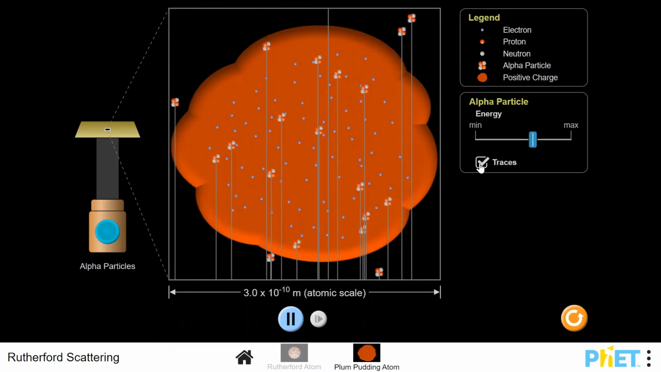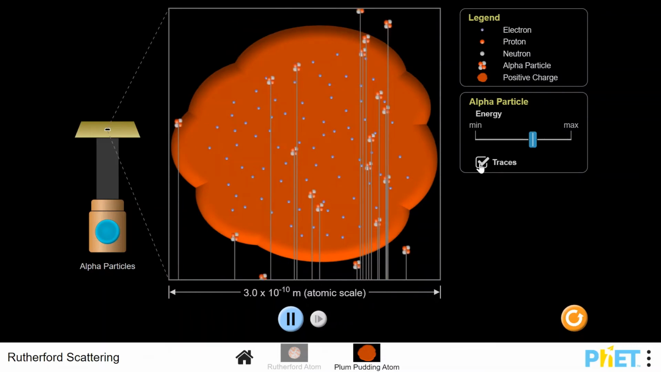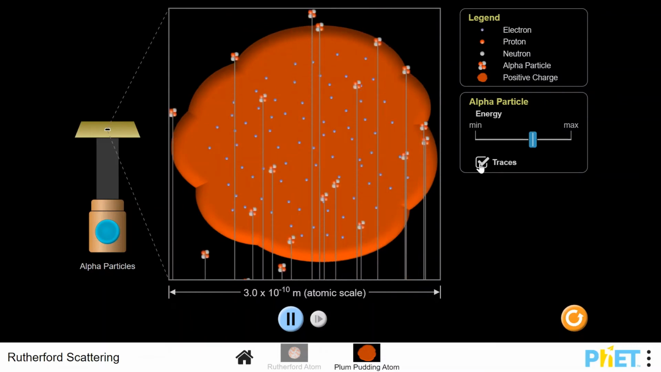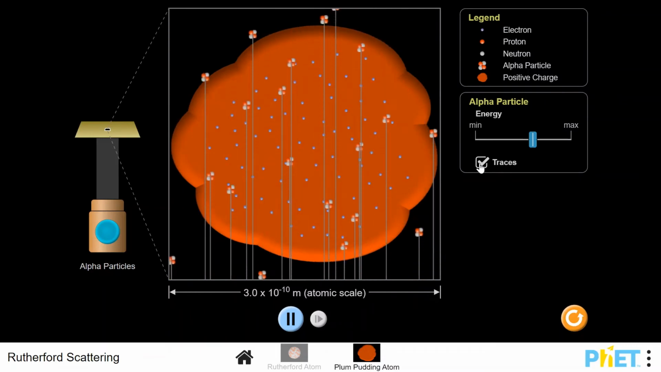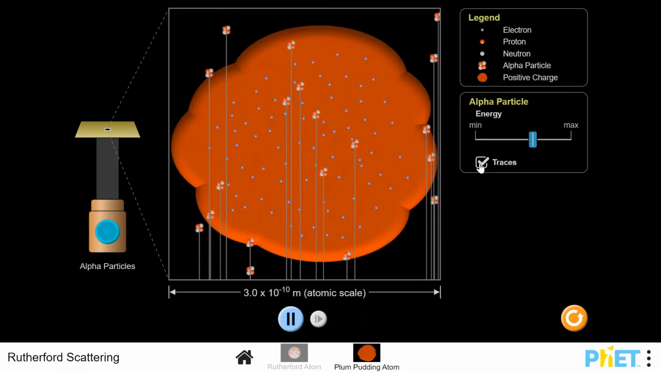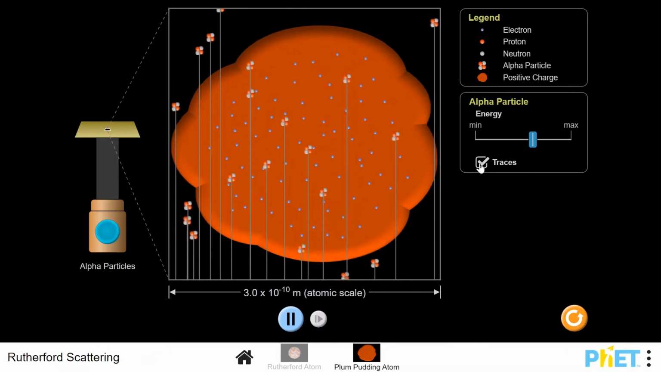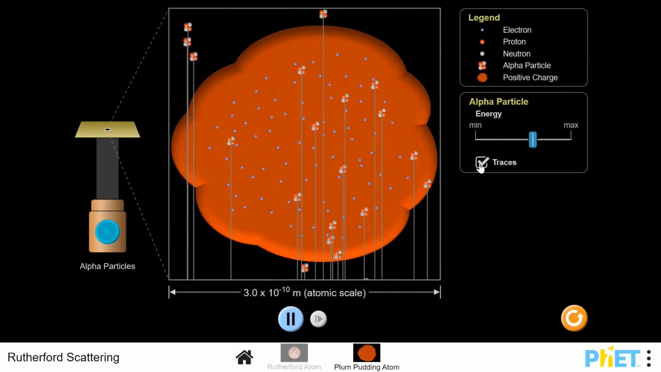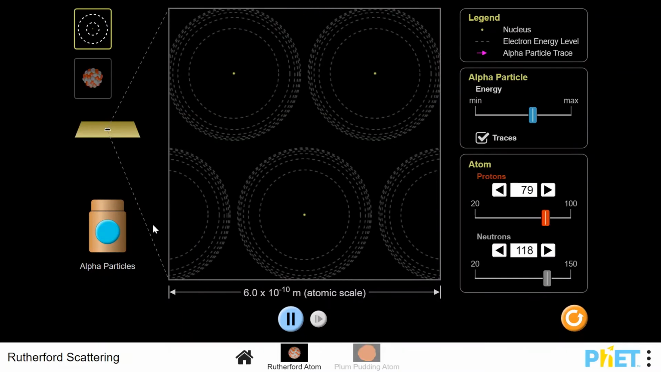As the alpha particles are positive, they are attracted to the negative electrons, opposites attract, and repelled by the positive part of the atom. As the charge is evenly distributed, the alpha particles are neither repelled nor attracted enough to change their direction. This is not what Rutherford discovered in his experiment.